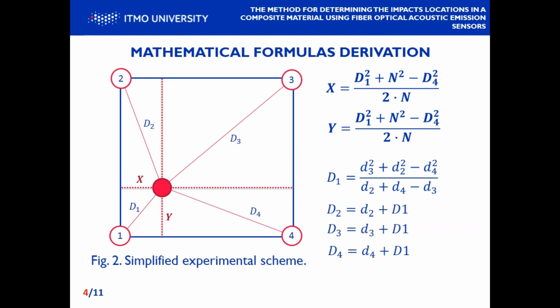The position of the first sensor was taken as the origin. Where small letter d is the relative values of the diagonals, big letter D is the absolute values of the diagonals, and letter N is the side of the sensitive plane.